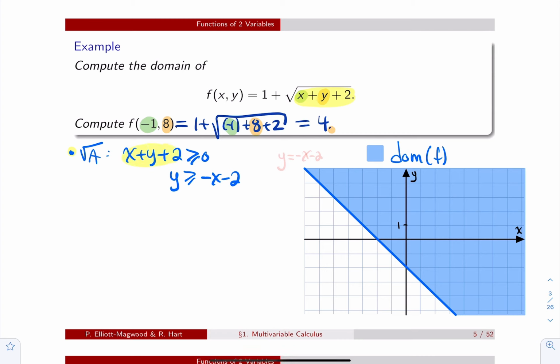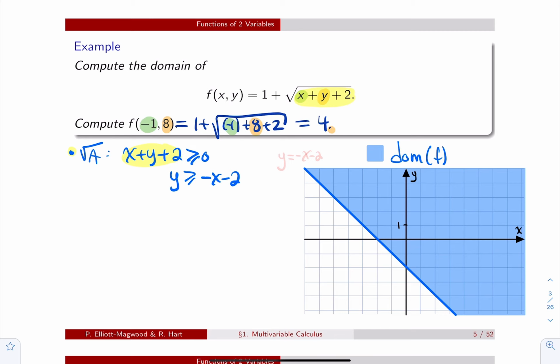Here, my advice is to always play with this inequality until you see an equation of something that you're familiar with. Here I see a linear equation with respect to x and y, so I'm going to isolate y. I'm bringing the x to the right side as minus x, and the 2 to the right side also as minus 2. So y needs to be bigger or equal to minus x minus 2.